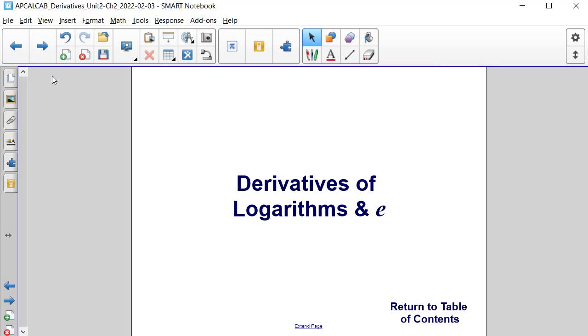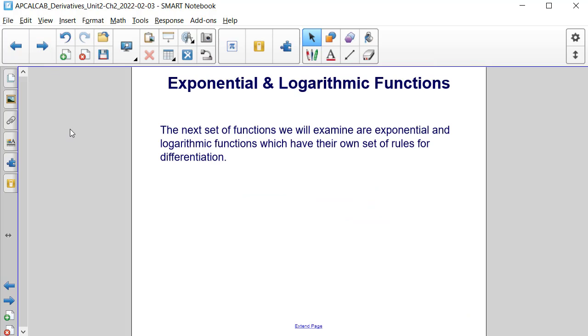Derivatives of logarithms and e. The next set of functions that we will examine are exponential and logarithmic functions, which have their own set of rules for differentiation.